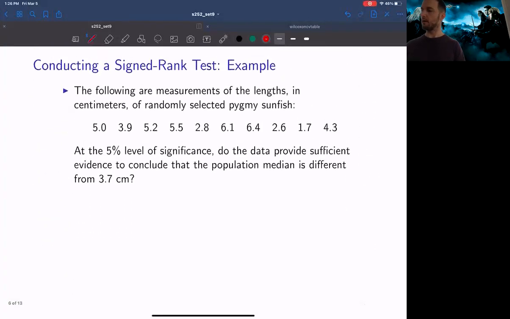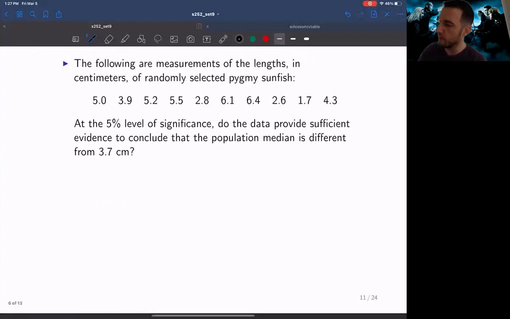All right. Okay, so let's work through a full example of this now. We have the following measurements of lengths in centimeters of randomly selected pygmy sunfish given below. So we have 1, 2, 3, 4, 5, 6, 7, 8, 9, 10 values. At the 5% significance level, do the data provide sufficient evidence to conclude that the population median is different from 3.7?